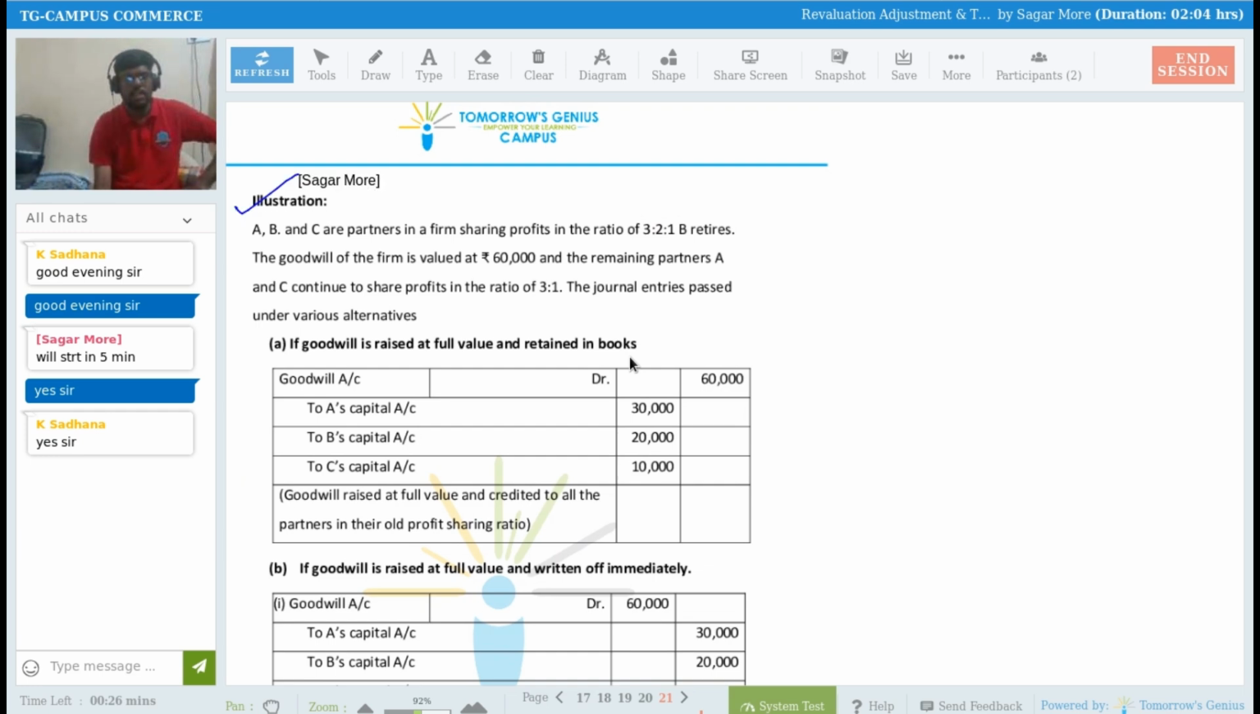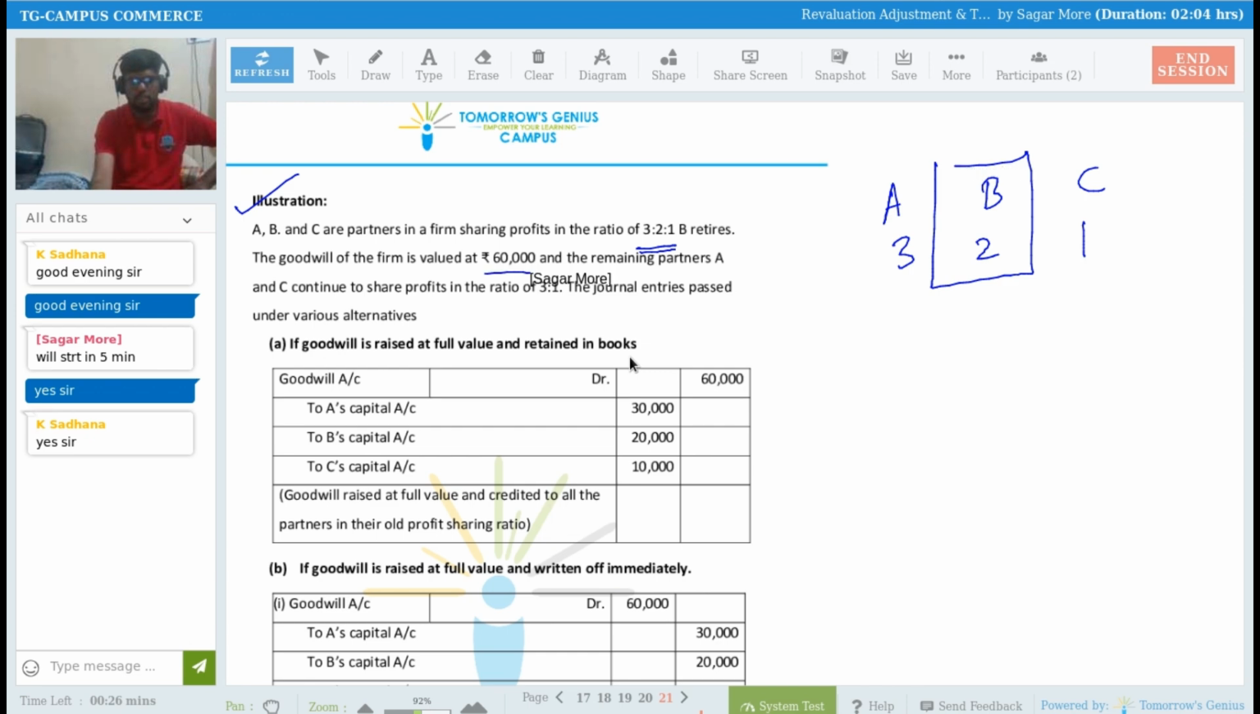Then we'll conclude. A, B, C are partners in the firm sharing the profits and loss in the ratio of 3:2:1. B is retiring from the partnership business. The goodwill of the firm is valued at rupees 60,000, and the remaining partners A and C continue to share the profits in the ratio of 3:1. Pass general entries under the various alternatives.